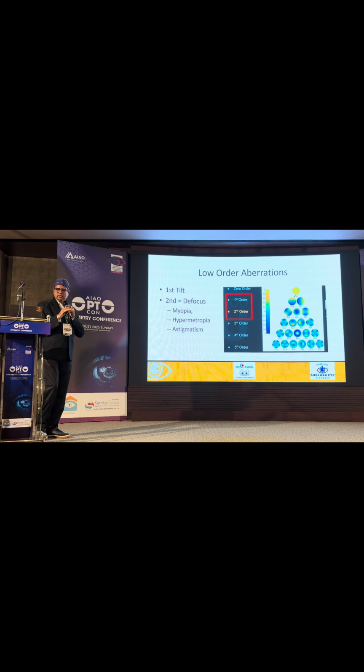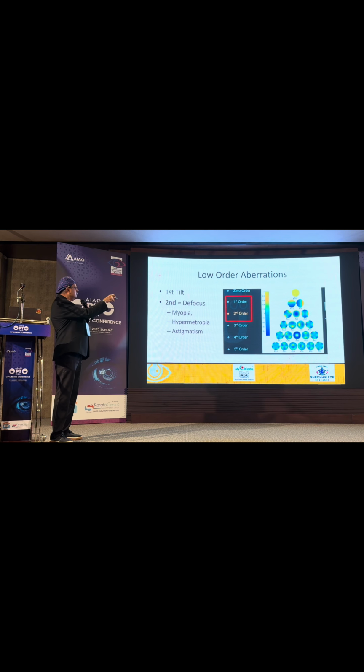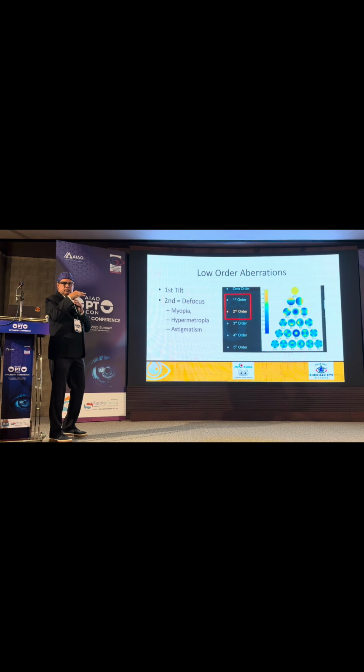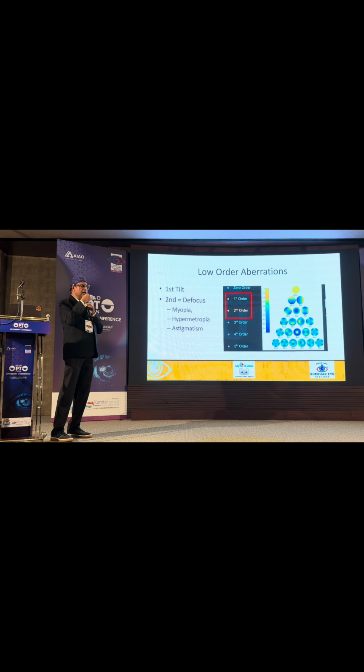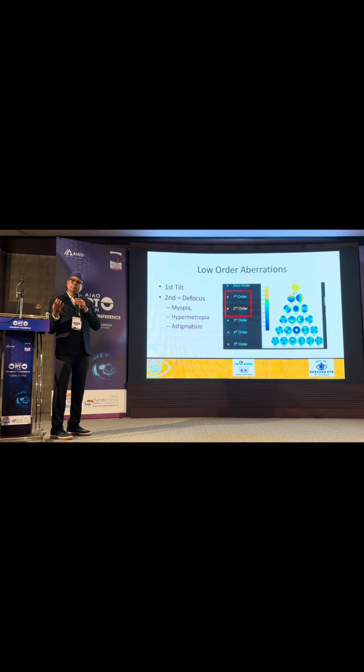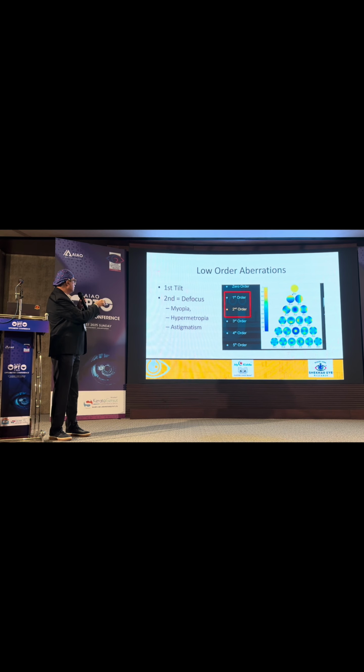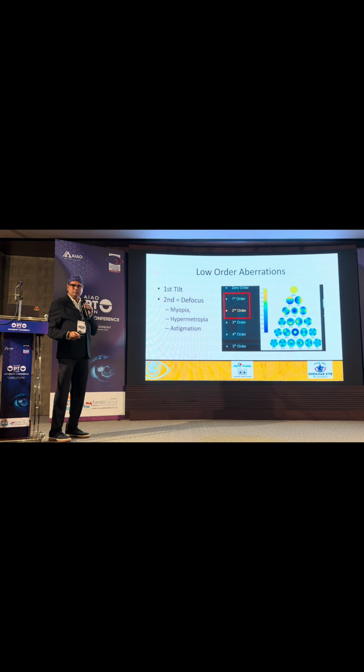So let us understand the Zernike polynomials. First order aberration is tilt. Okay, the eyeball or lens, whatever, is tilted. That can be easily managed with the prism. Second order aberration is defocus: myopia, hypermetropia, astigmatism. So up to second order aberration, you're okay, you can correct with the spectacle.